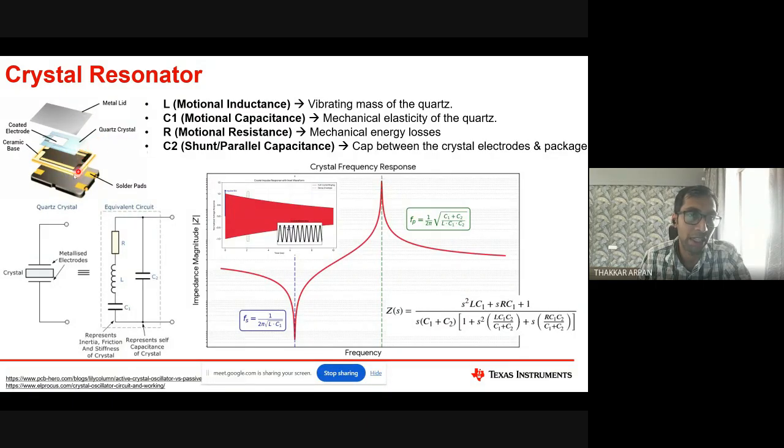Okay, and it is packed with this ceramic base, metal lead, and this solder pad. We need this kind of packaging because it has to sustain all kinds of vibration and temperature change, withstand everything, and still be able to give its clock. Now, if you don't protect it, then this quartz material will have more external disturbances.